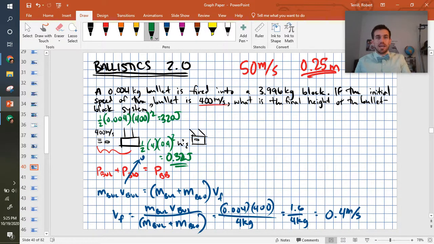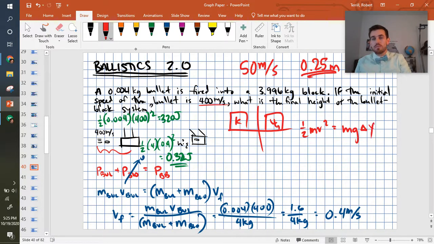So now let's go to that energy problem. The energy problem is we are going from the kinetic energy of our bullet block system to the final gravitational potential when it swings up and gets to that highest point. So this is pretty easy. It's just 1/2 mv squared equals mg delta y. Our masses cancel, and I can just solve for delta y. Delta y is going to be equal to v squared over 2g.